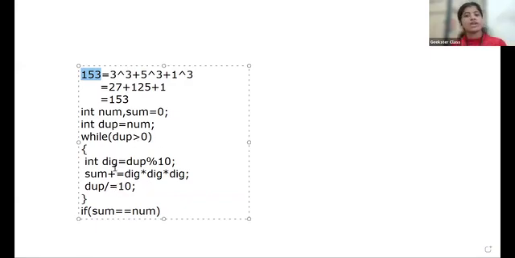So you will extract the digit by what? Dupe modulo 10. So 1 modulo 10 is again 1, right? Then take 1 cube and store it in sum, like add it up to sum. And then again you divide duplicate by 10, that is 1 divided by 10 will give you 0, right?